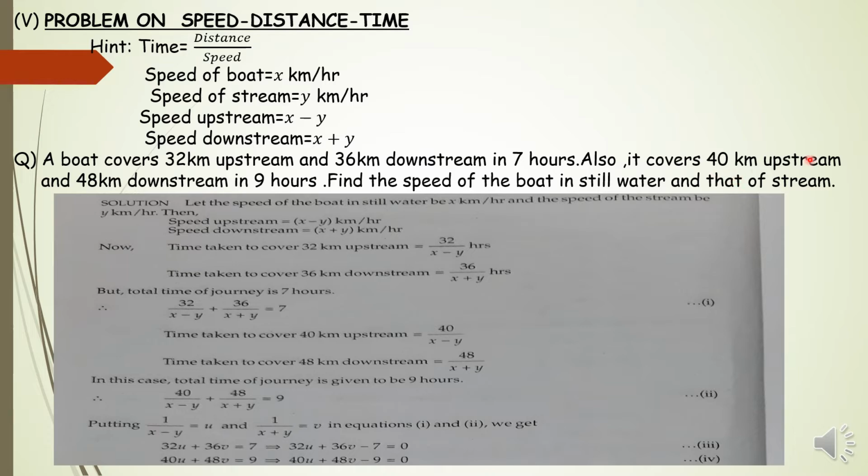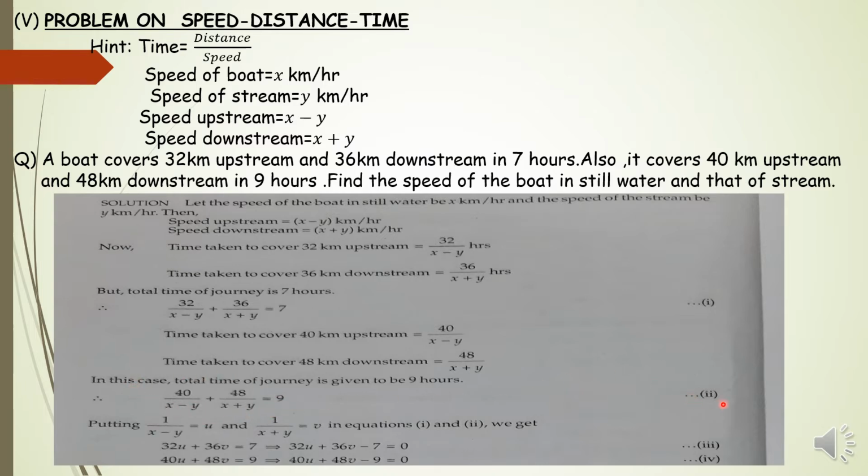Also it covers 40 km upstream and 48 km downstream. Upstream x minus y, downstream x plus y. Okay, then formulate the equation. Time taken to cover 40 km upstream is 40 divided by x minus y. Time taken to cover 48 km downstream is equal to 48 divided by x plus y. In this case, the total time of journey is given to be 9 hours. That is 40 divided by x minus y plus 48 divided by x plus y is equal to 9. Mark it as equation number 2.